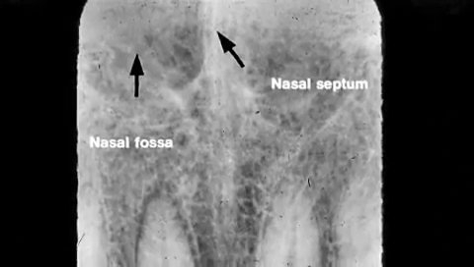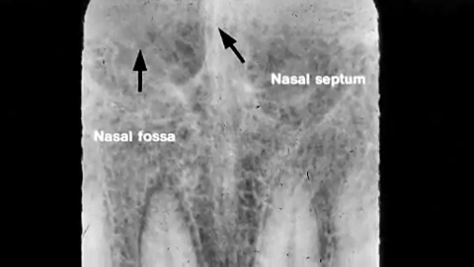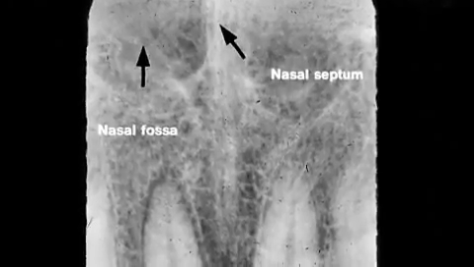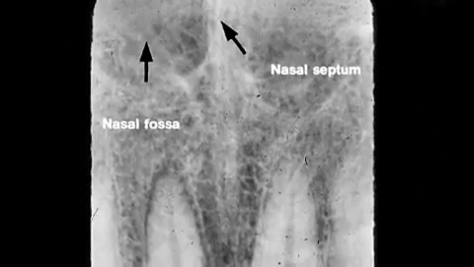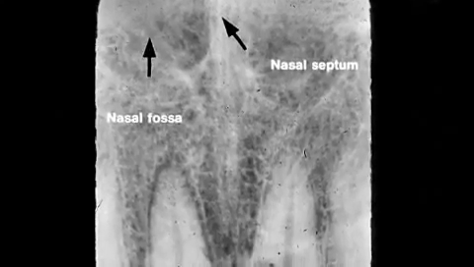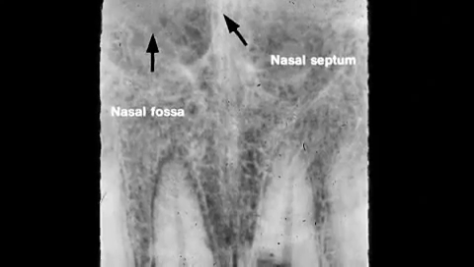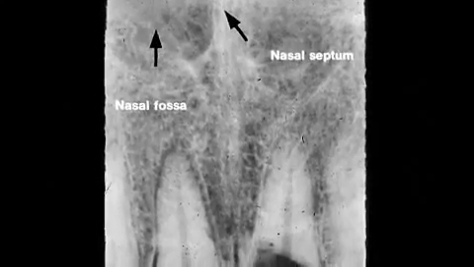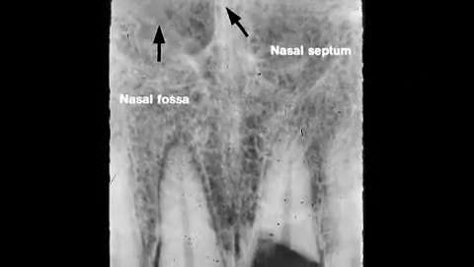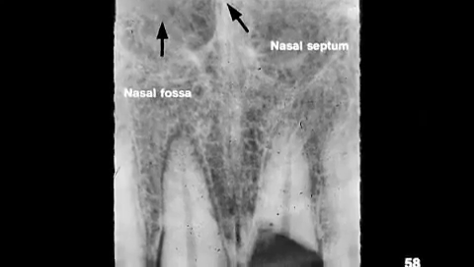The arrow in the center points to the linear radiopaque nasal septum. On either side of the septum, there are the radiolucent nasal fossa. On a slide at the beginning, we saw the inferior nasal concha inside the nasal fossa. Here we do not.